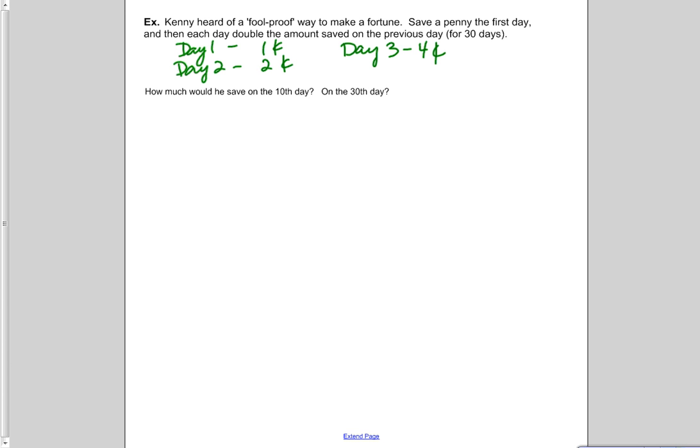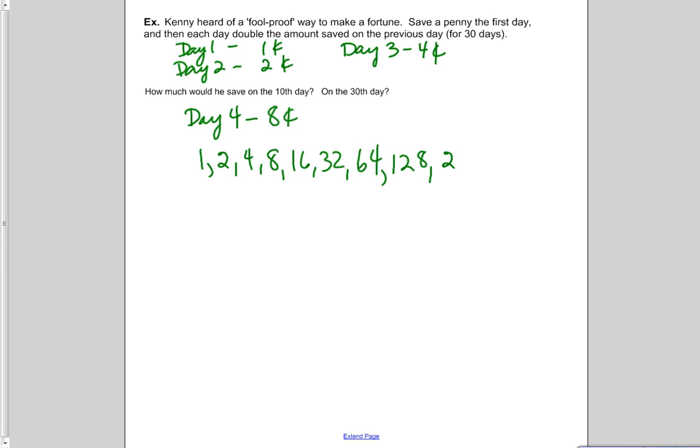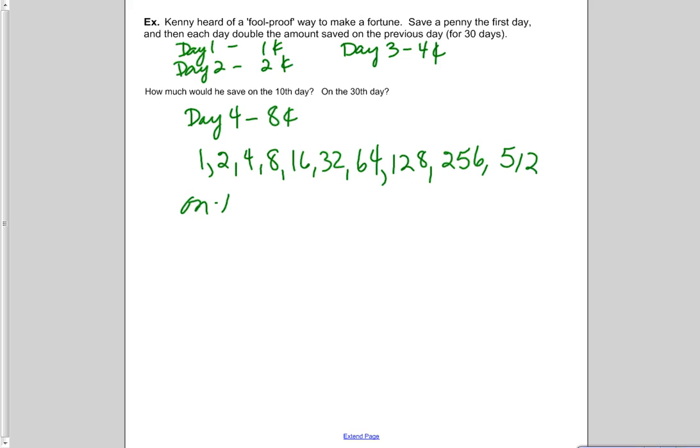We can write it out. It's easier to see if we do it as a sequence. 1, 2, 4, 8, 16, 32, 64. 1, 2, 3, 4, 5, 6, 7. We've got a few more to go. 8, 9, 10. So on the 10th day, whoops, that's not dollars. 512 cents.